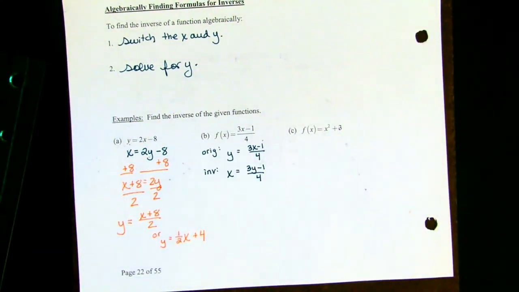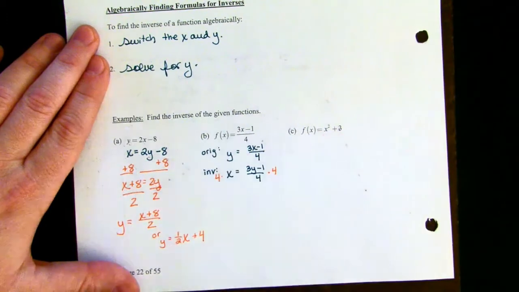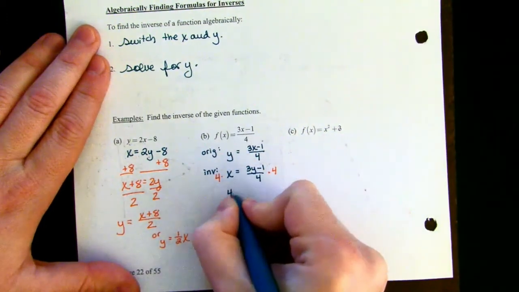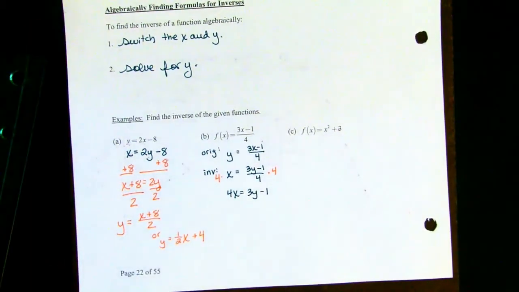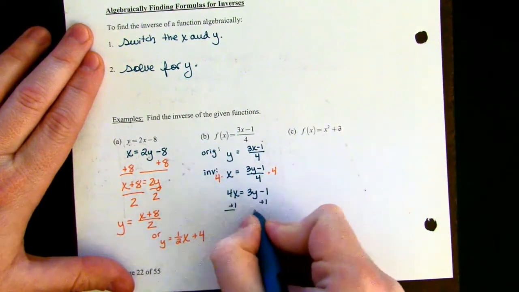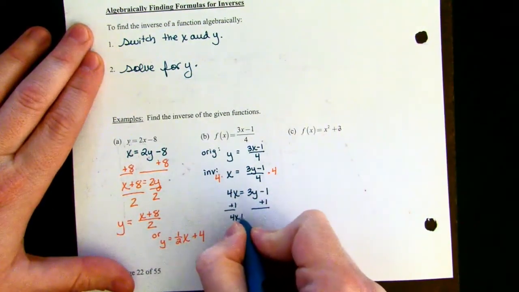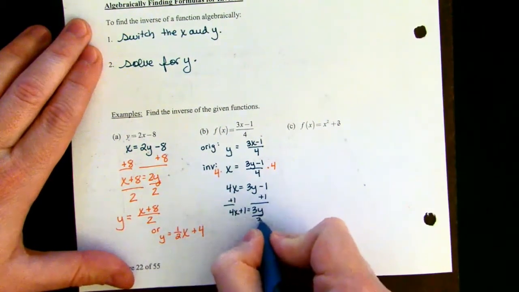Okay, well, we need to go through some algebra to solve for y. What should we do first? I think we need to go multiply both sides by 4. I'm going to get 4x equals 3y minus 1. Now what? I need to add 1 to both sides, plus 1 plus 1. You're then going to go and divide by 3.